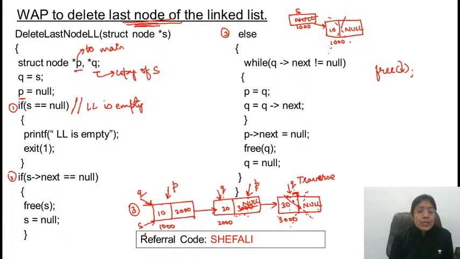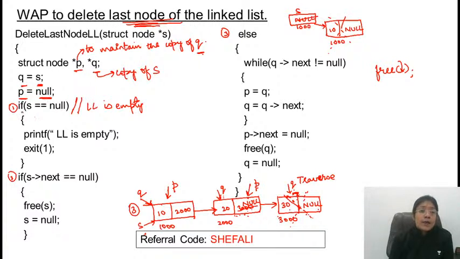So P is taken to maintain the copy of Q. Before updating the pointer variable Q, you have to maintain its copy in P, and then you can update the values. So Q is a copy of S, so Q is getting the value from S. This is the initialization for pointer variable Q, and P will be getting the initial value as null.